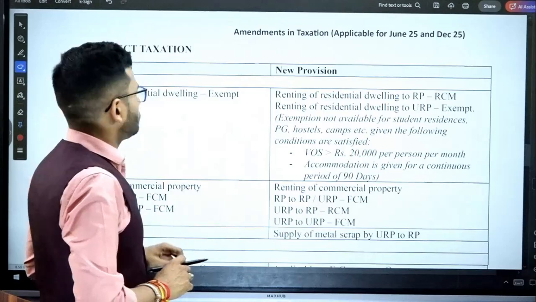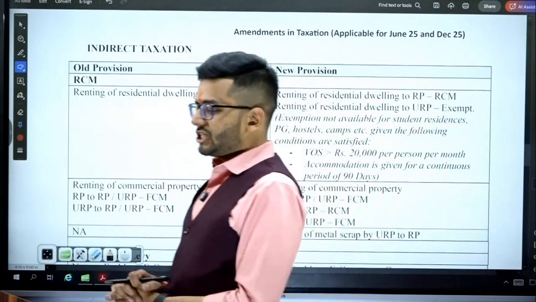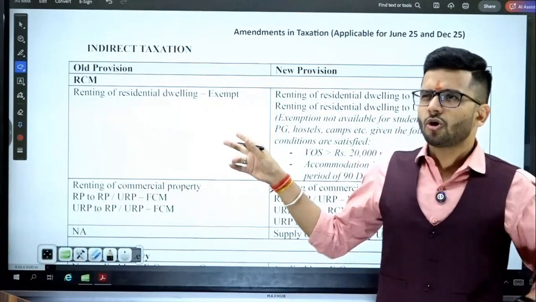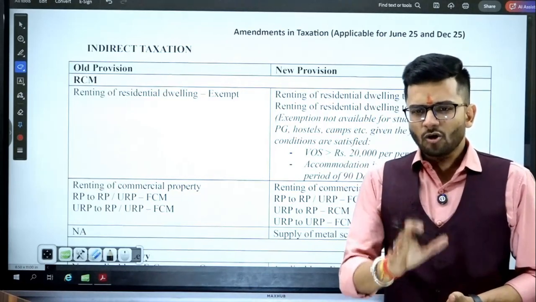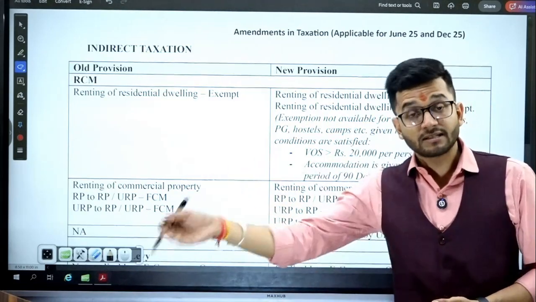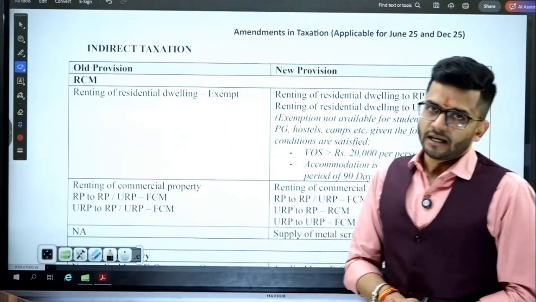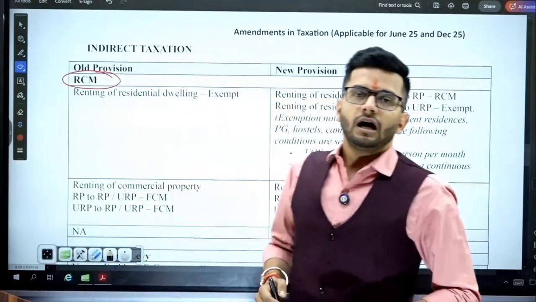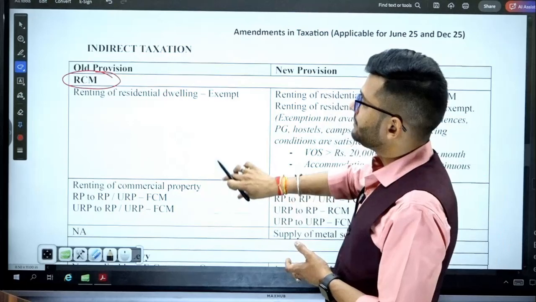All right, now let's come on to the amendments in the indirect taxation, primarily GST. So for GST, there are some significant amendments which have come by. I've also incorporated some old amendments which have come by last year, but I've incorporated them because they are important. So if you have missed out on them by any chance, please watch this entire video. All right, first of all, let's talk about the reverse charge mechanism. Under the reverse charge mechanism, there have been some changes.